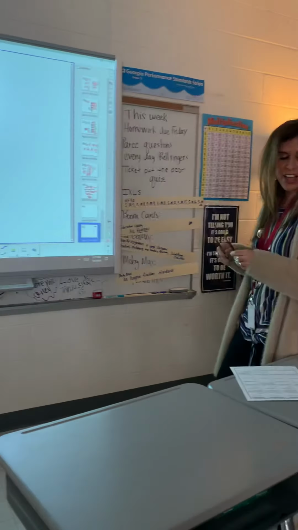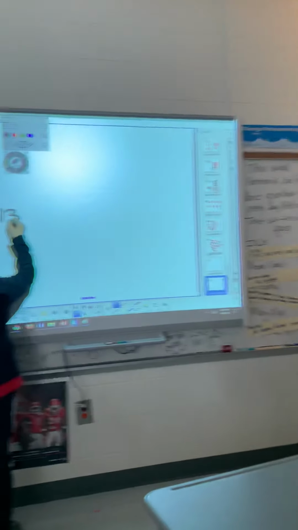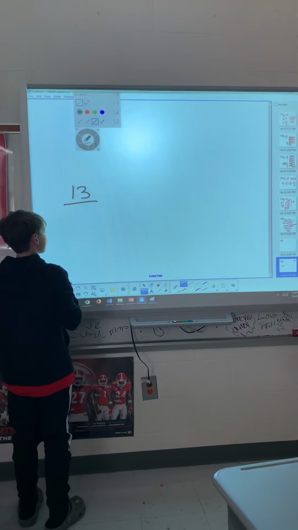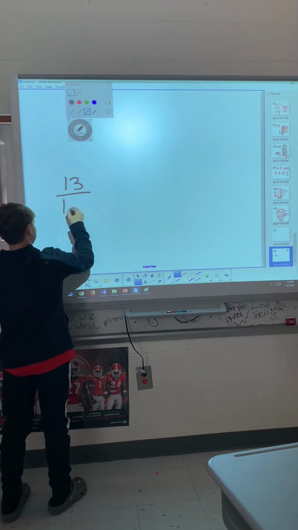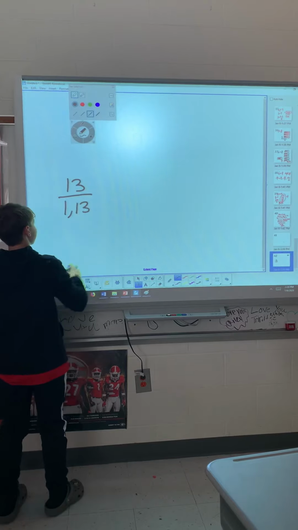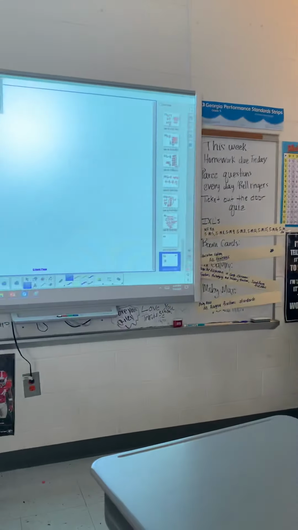Pope, the first one says find all the factors of 13. So factors are numbers that when you multiply them, they make 13, the factors. So it would just be 1 and 13, because we know that that is a prime number. Thank you, Pope. That's number 1.